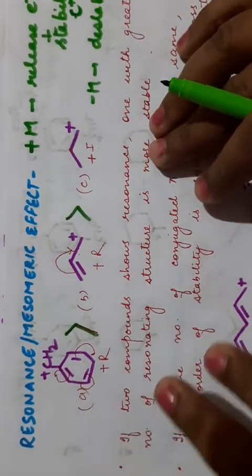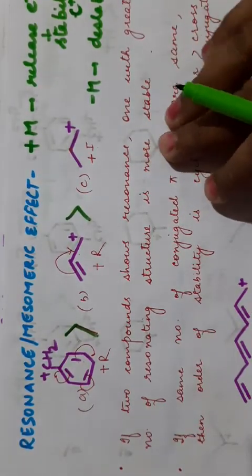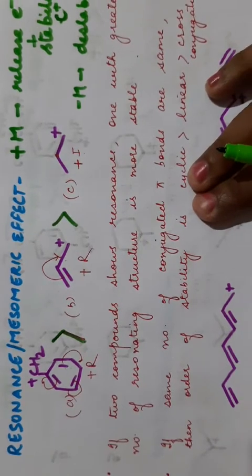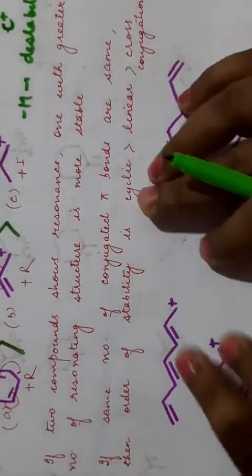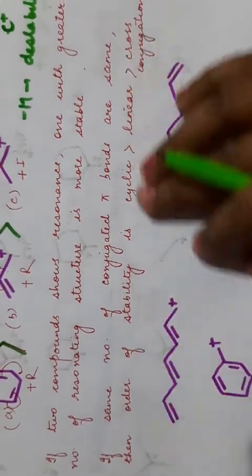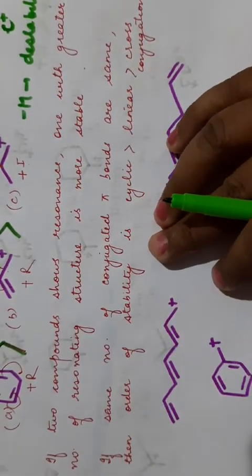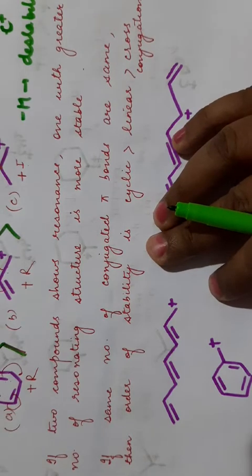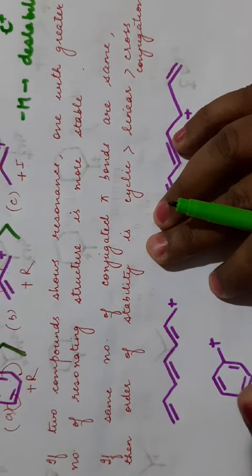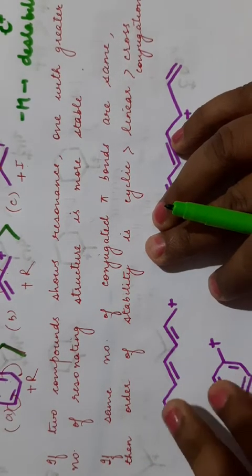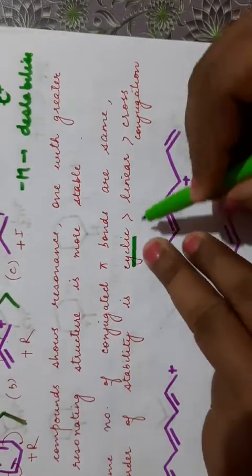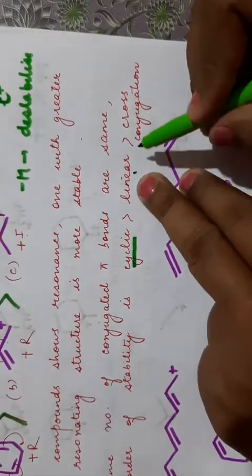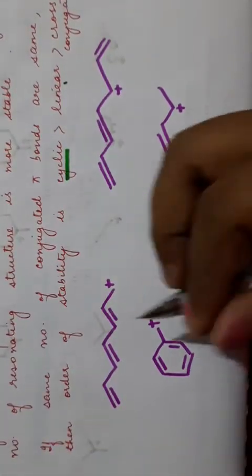So resonance effect is taking place. You have to look for the resonating structures. The one having more resonating structures will be more stable. Next, if the same number of conjugated pi bonds are present, suppose 2 or 3 structures are showing resonance or mesomeric effect and they have the same number of resonating structures, then the order of stability is decided on the basis of this: cyclic resonance will be more stable than linear, and linear will be more stable than cross conjugation. We'll see this in this example.